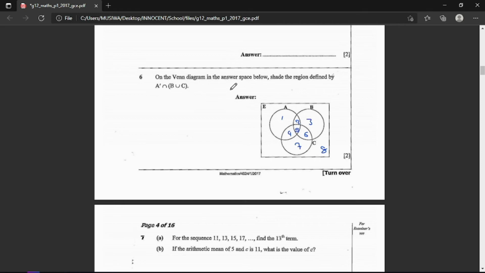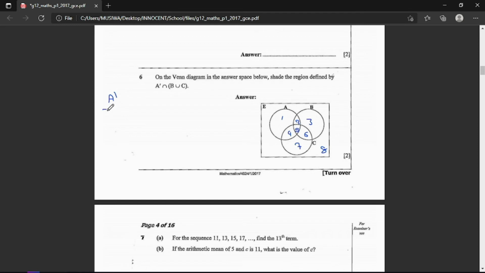On a Venn diagram, in the answer space below, shade the region defined by A complement intersection B union C. What I do myself is put numbers. So here I put my numbers 1, 2, 3, 4, 5, 6, 7, and my 8 outside. First I'm going to write my A complement, meaning the elements that are not in A. So 3, 6, 7, and 8 are not in A.